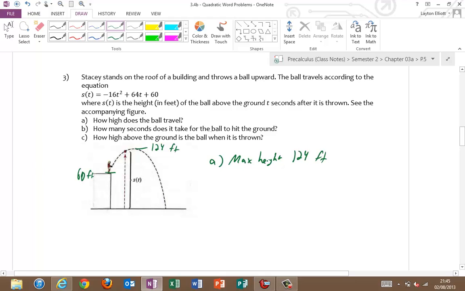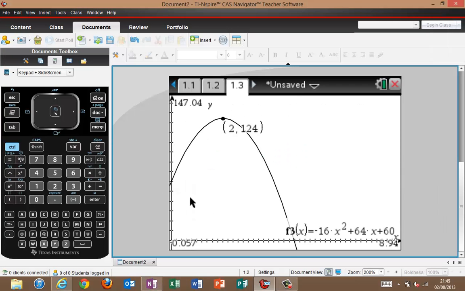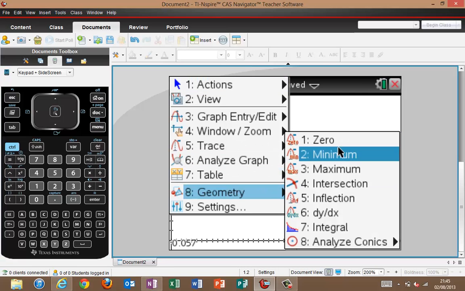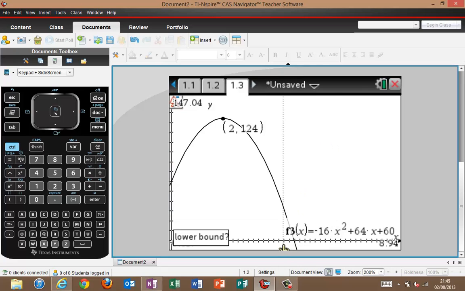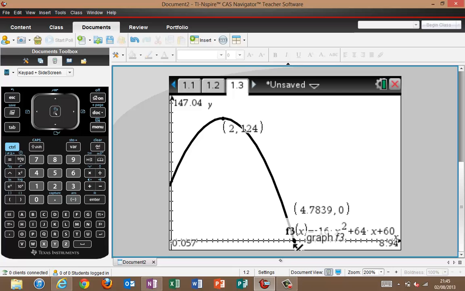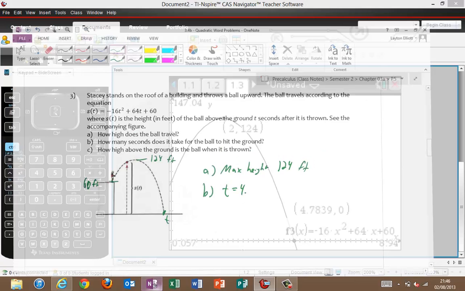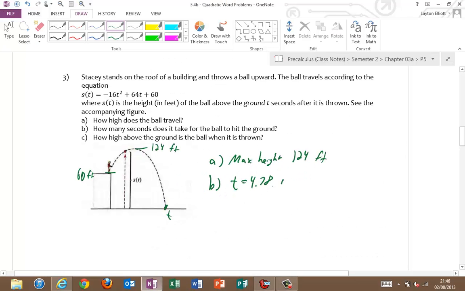And how many seconds does it take for the ball to hit the ground? That's our x-intercept here. That's the t value of that. So I can look back at this graph and you guys would do second calc roots, and I'm going to go menu, analyze graph, or sorry, zeros. You guys would do 0. So it's this, left bound, right bound, and I get a 0 here at 4.78, comma 0. So we can say part B would be about t equals 4.78 seconds. How high above the ground is the ball when it's thrown?